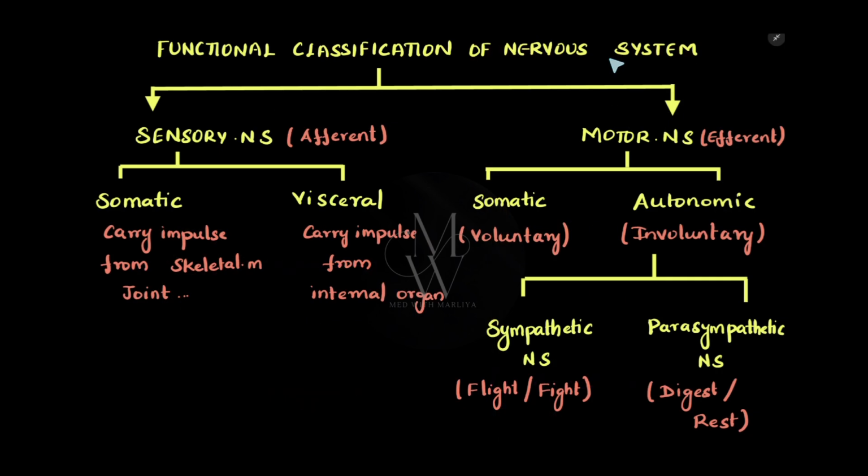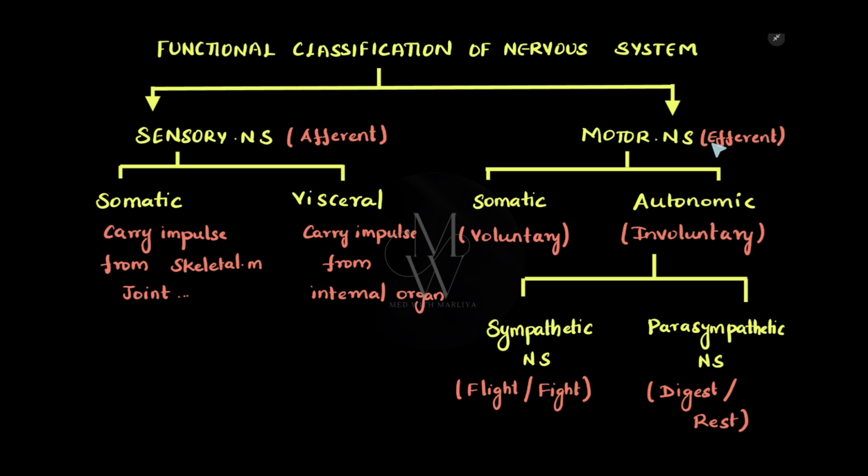Based on function, we classify the nervous system into sensory nervous system and motor nervous system. In the sensory nervous system, we have somatic nervous system and visceral nervous system. Somatic means which carries impulses from skeletal muscle, joints, etc. Visceral means carrying impulses from internal organs like heart, kidney, stomach, everything.